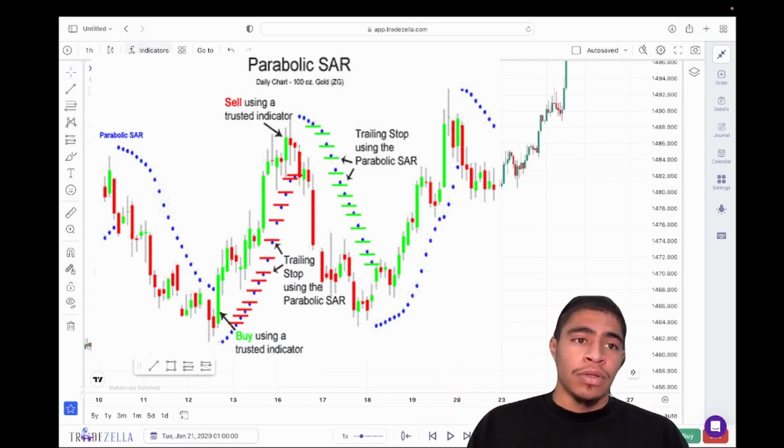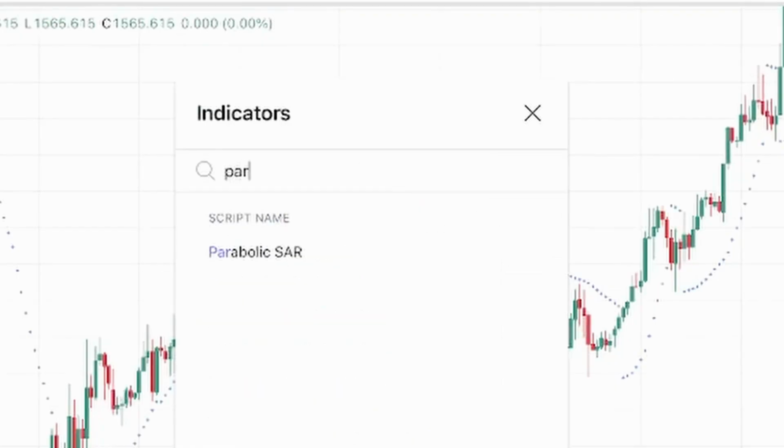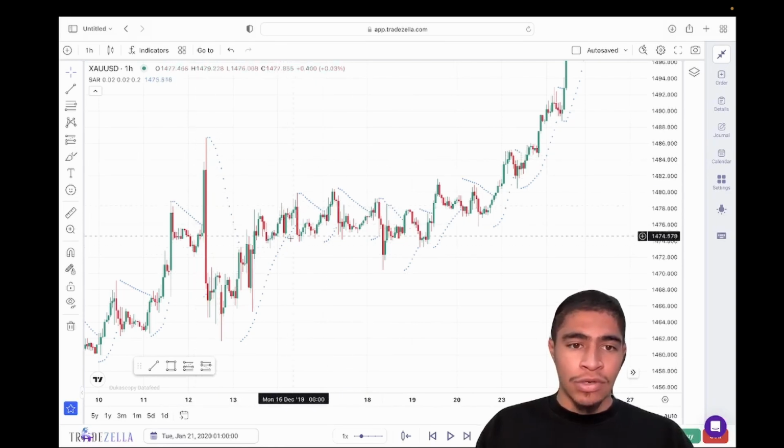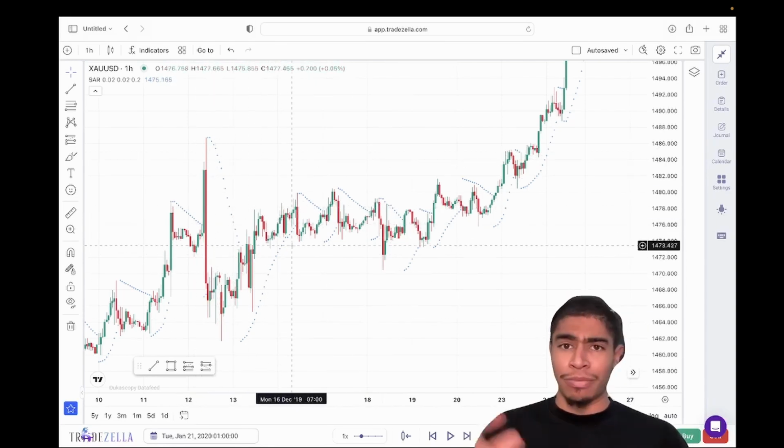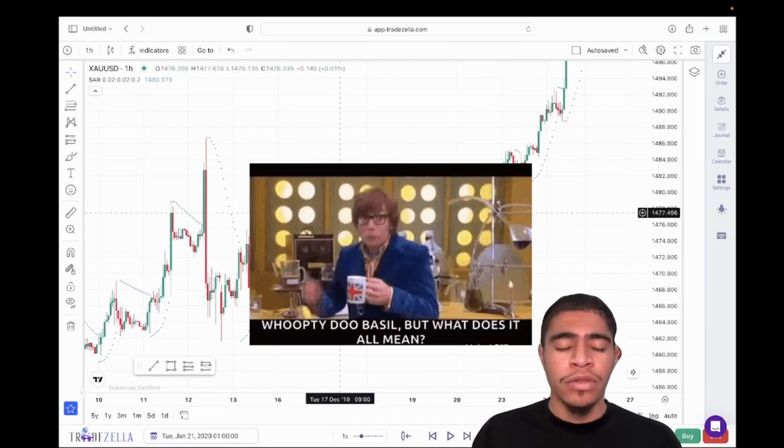So, for example, let's go ahead and turn on the Parabolic SAR. Now, how would you spell Parabolic SAR? There it is. So you would add it to your chart, boom. Once it's added, you can see it looks like these little dots. It's going to put a bunch of little dots on your chart. What do those dots mean?